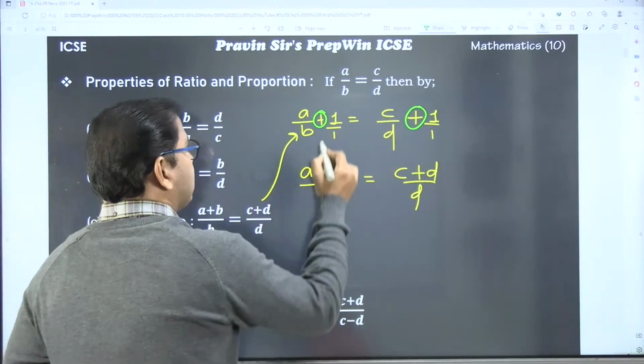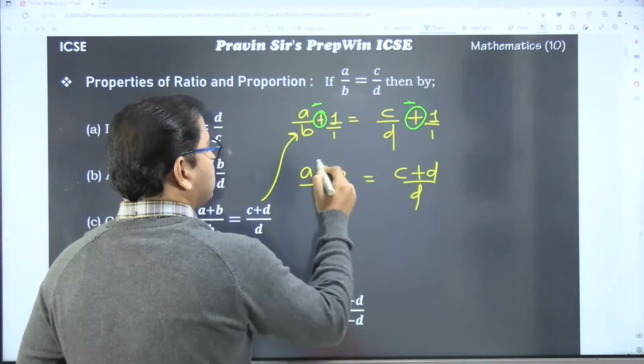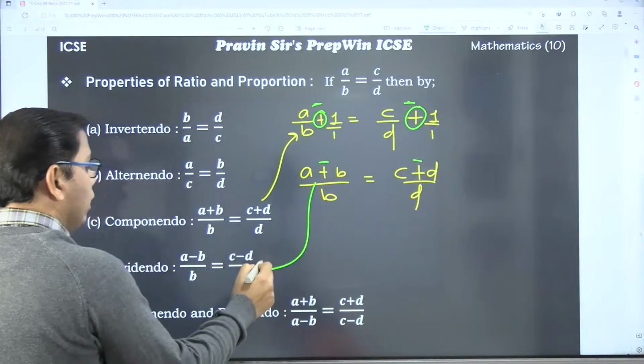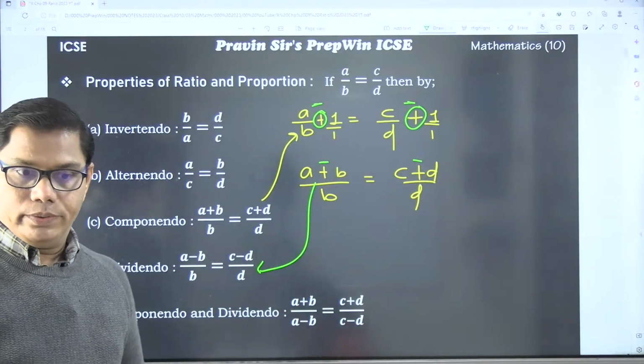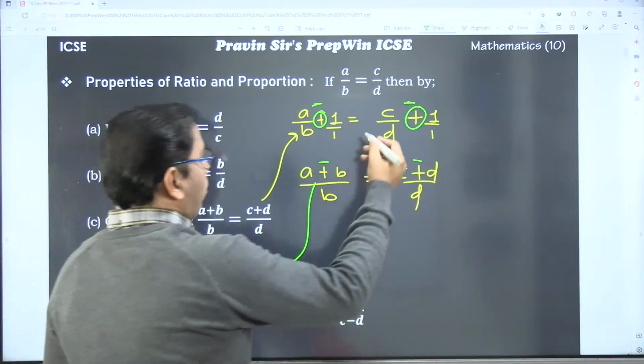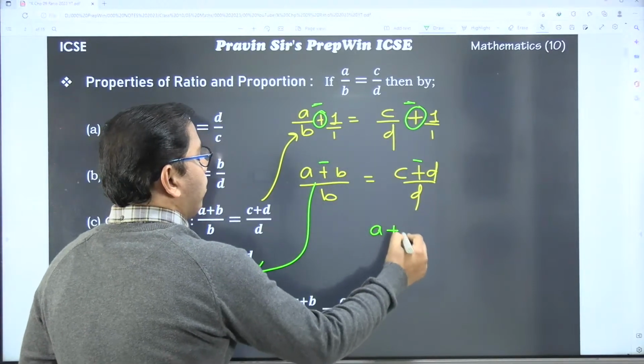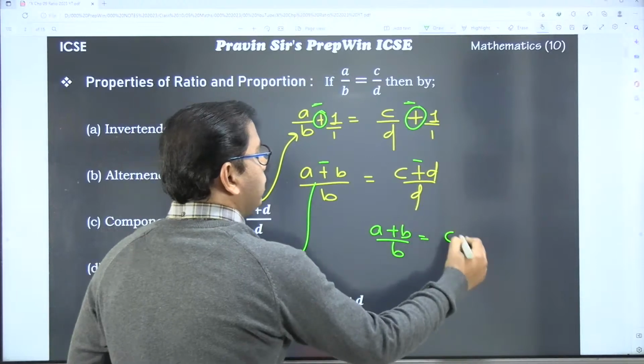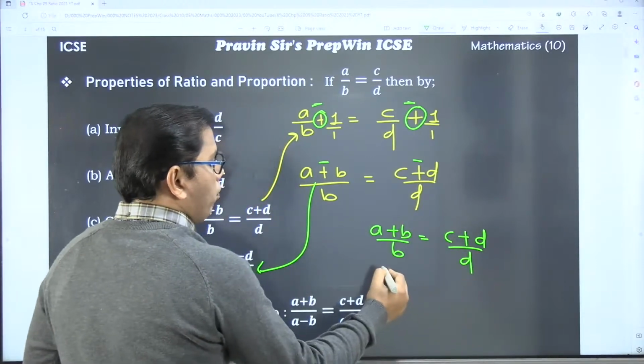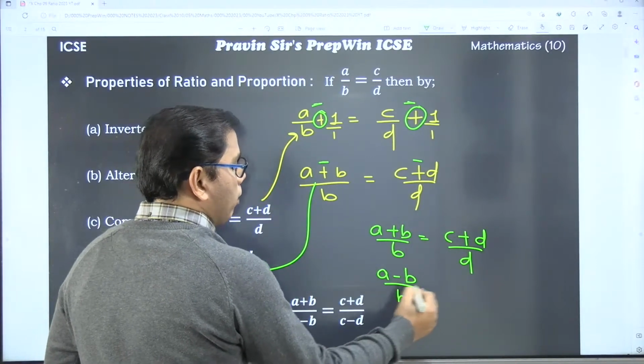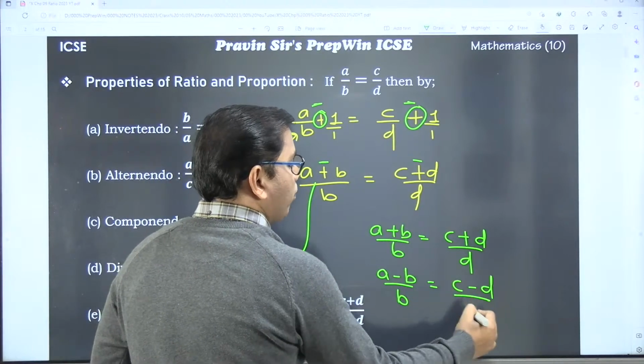But if you subtract 1 on both sides, you will get the property of dividendo. Right? Then property of componendo: A plus B upon B is equal to C plus D upon D. And property of dividendo: A minus B upon B is equal to C minus D upon D.